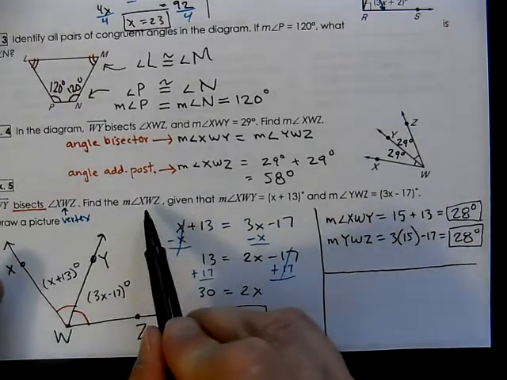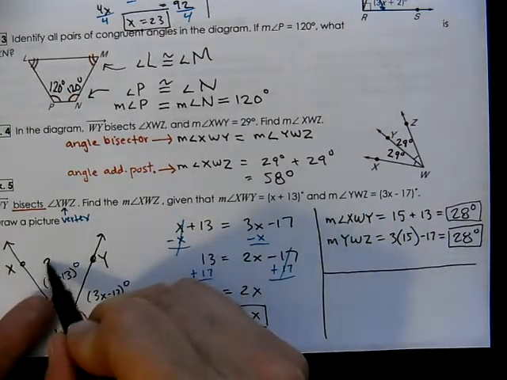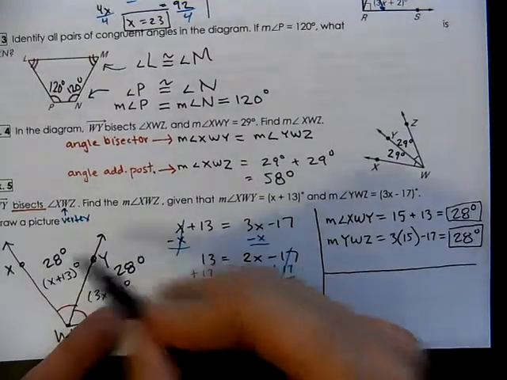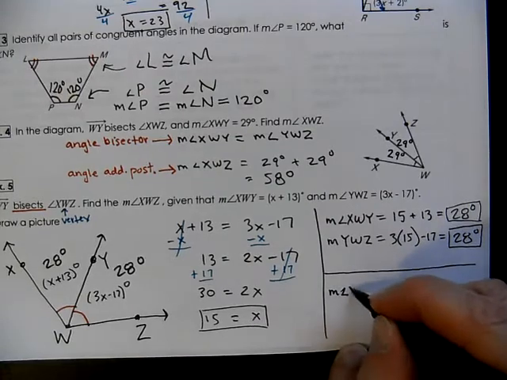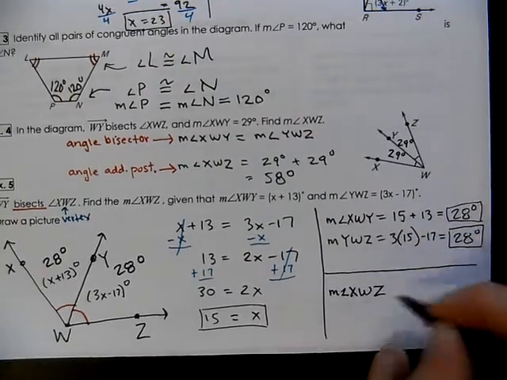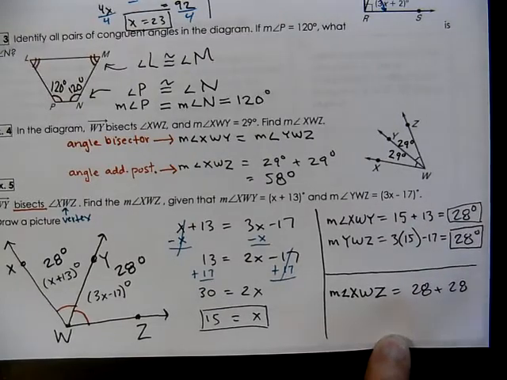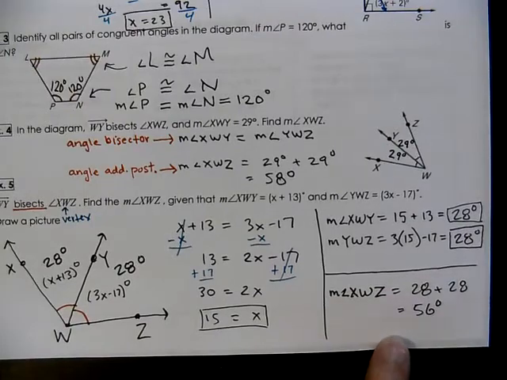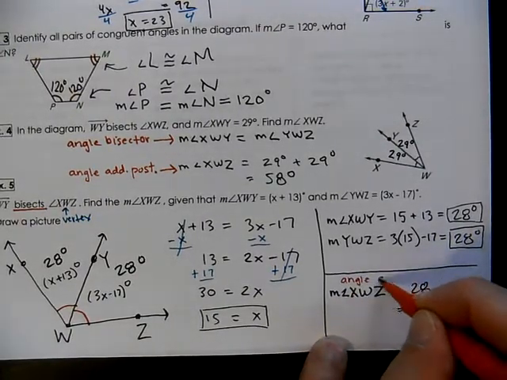Well, it makes sense that if the angle on the left is 28 degrees and the angle on the right is 28 degrees, we're just going to add them together. And you're right, that's what we'll do. The measure of angle XWZ is found by adding them together. 28 plus 28, and that'll give us 56 degrees. So notice, in this very last step, this is the angle addition postulate.